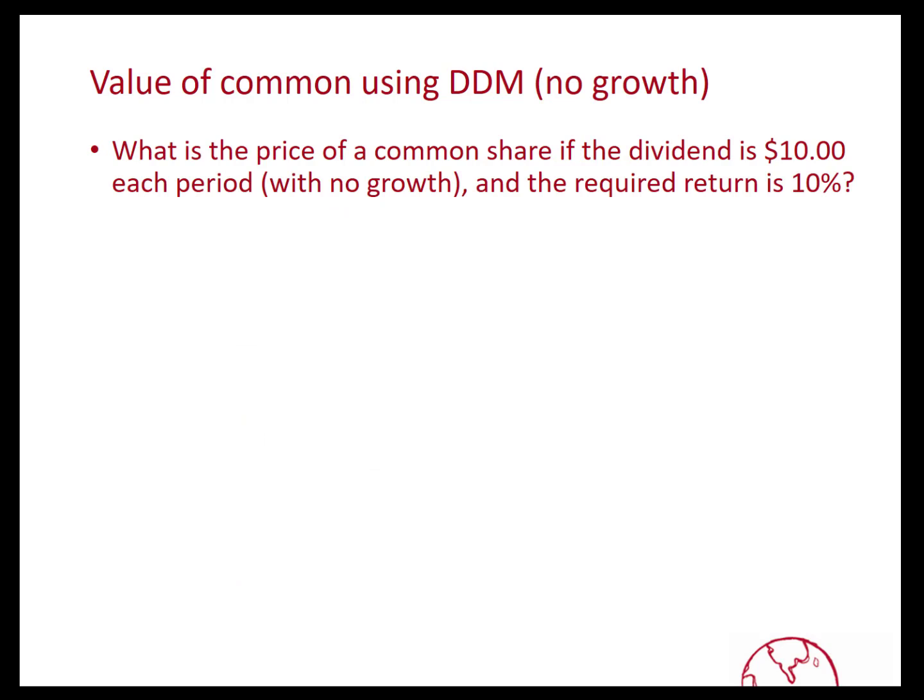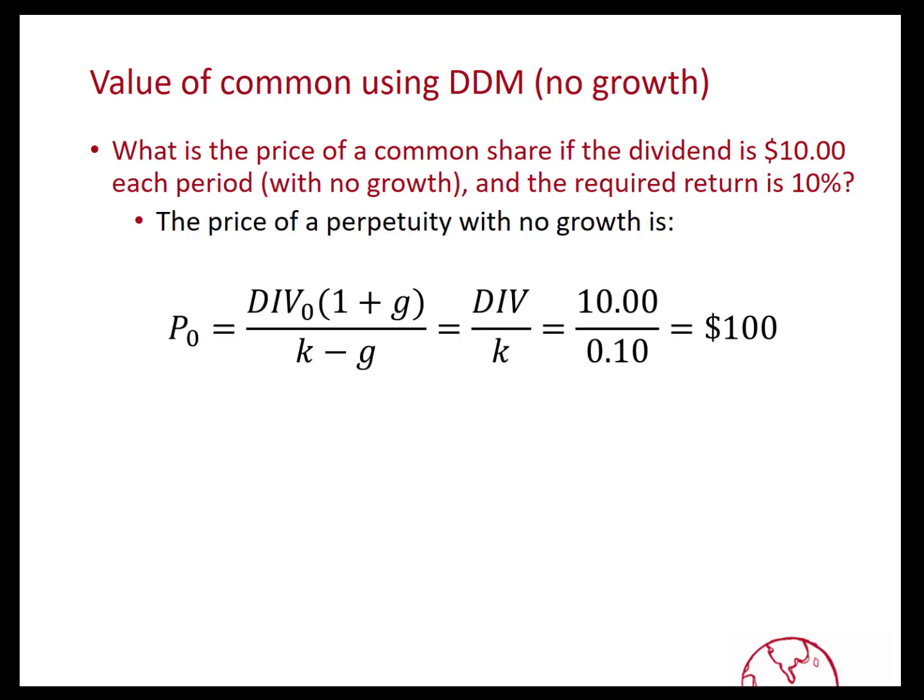What is the price of a common share if the dividend is $10 each period with no growth and the required return is 10%? This is a straightforward application of the dividend discount model, and it's the same formula that we used to value a preferred share with a constant dividend. In other words, with no growth, we simply take the dividend and divide it by the discount rate. In this case, 10 divided by 10%, the price is $100. Notice that g is set to 0 for no growth.